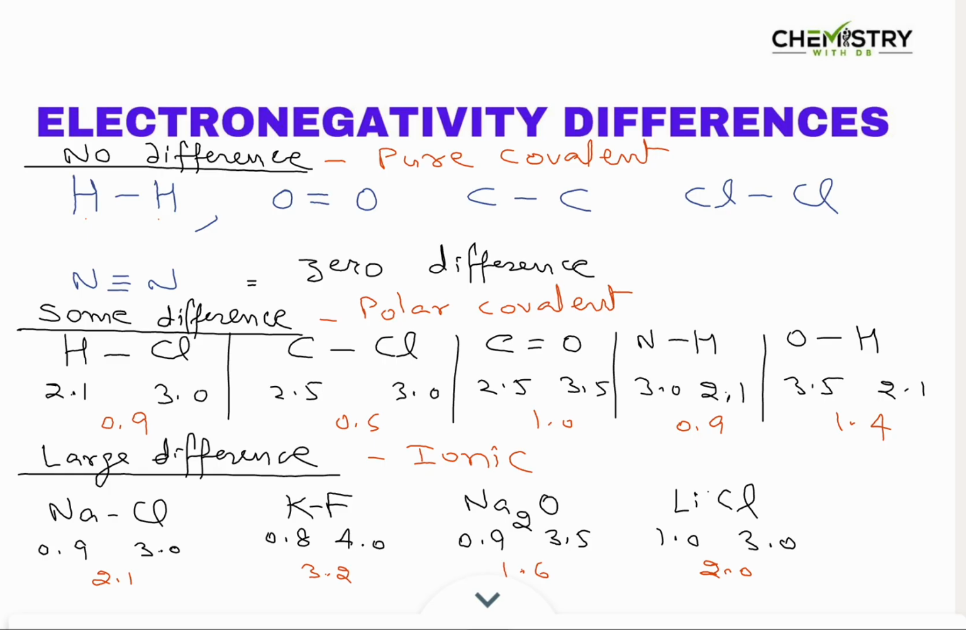When there is some difference in electronegativity, for example in case of HCl, CCl, you can see the difference in electronegativity there is considerable, 0.9 for HCl, 0.5 for CCl, and so on and so forth. So that would result in a bond, covalent bond, but a polar covalent bond. On the other hand, when the difference becomes too large, then in that case, the positive ion, which is for example sodium here, completely loses the electrons to the chloride ion, and potassium ion forming a purely ionic bond with fluoride ion, and so on and so forth.